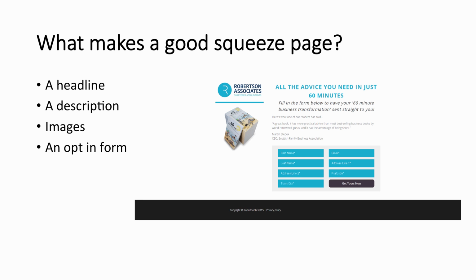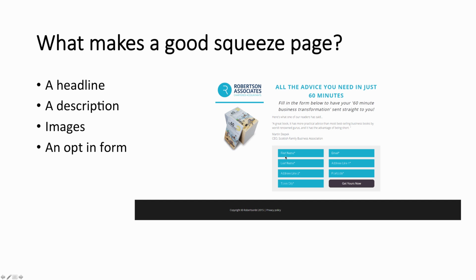It's got a description, and the description is also tied in with some social proof as well, which is good. It hasn't got a photo of the person, which would be nice. It would be nice to see a picture of Martin Stepek, even a video of him telling me to download it would be really good. The image is nice. I can see I'm going to get an actual physical book. It's not a download. I can see what I'm getting. That's nice.